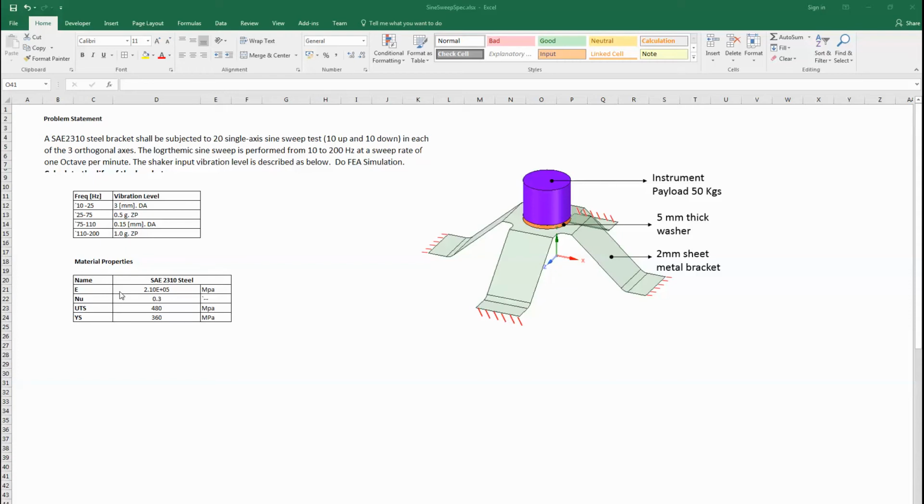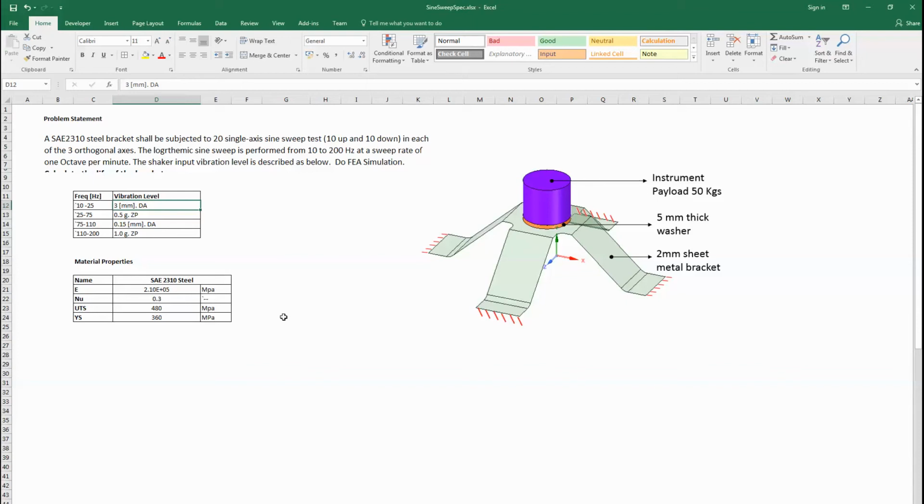The vibration profile is given here. From 10 to 25 hertz, it's 3 mm DA, which stands for double amplitude. From 25 to 75 hertz, 1.5 g, and 1 g in the higher frequency range. Again, for SAE 2301, typical material properties are given, such as Young's modulus, Poisson's ratio, ultimate tensile strength, and yield strength. So we want to set up an FEA simulation.